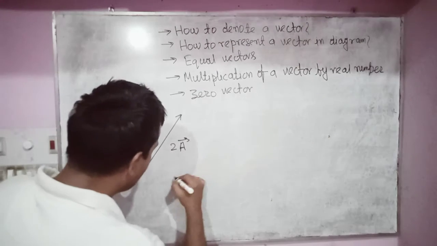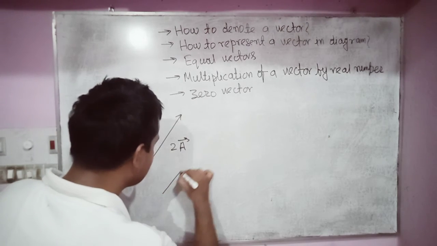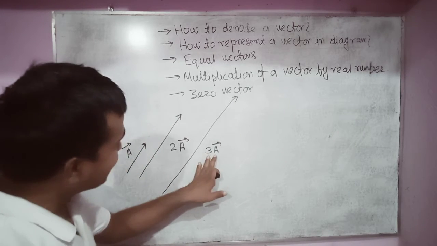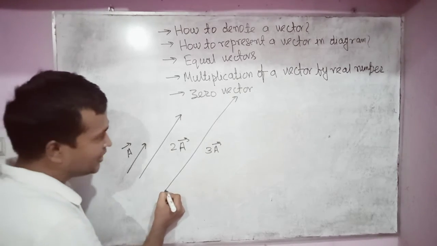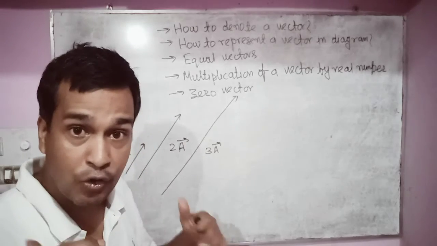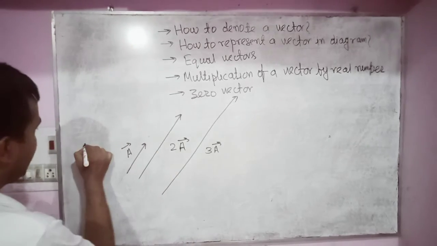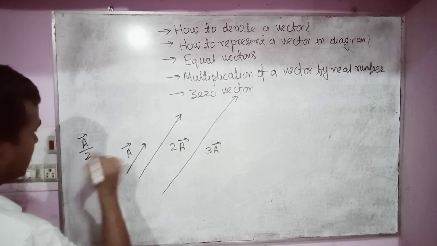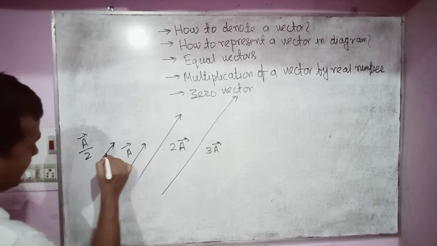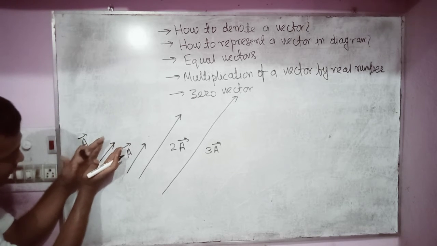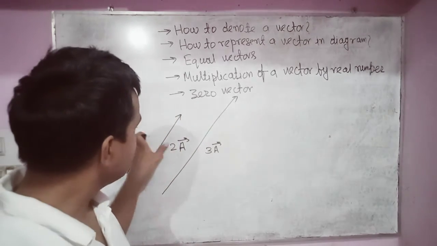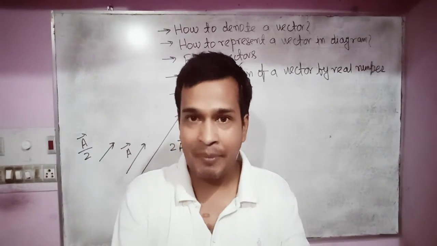Now if we want to draw 3A, it will be like this. Vector 3A: the direction of vector 3A is the same as that of A and its magnitude is 3 times that of A. Now let's say we want to draw vector A by 2. Then how can we draw it? It will be like this. It has the same direction as that of A, but its magnitude is half that of vector A. So these are the results we get when we multiply a vector by a positive number.